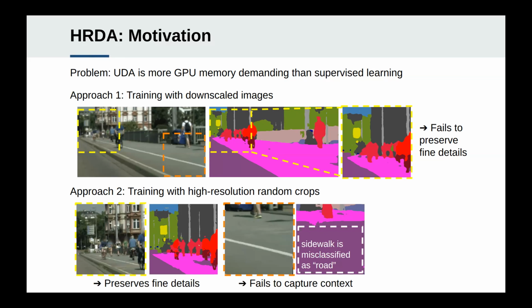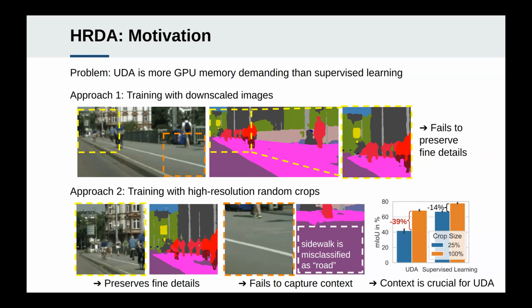For these limited crops, you limit yourself with the context relation learning to the crop size, which means you cannot really capture context dependencies that are larger than your crop. And this results in some severe confusions. Like for example, over here, the sidewalk down there, which should be classified as road, is misclassified. And this is quite important for domain adaptation.